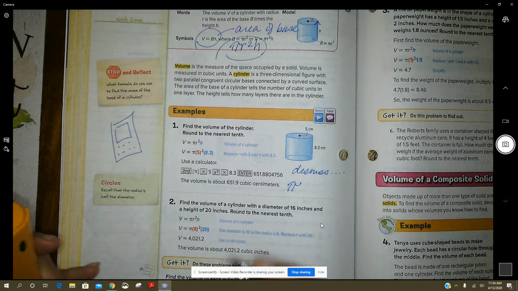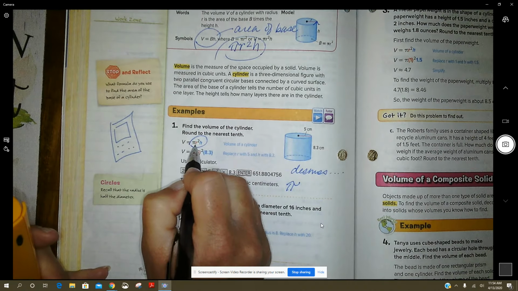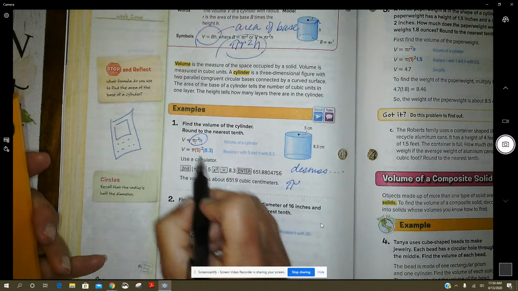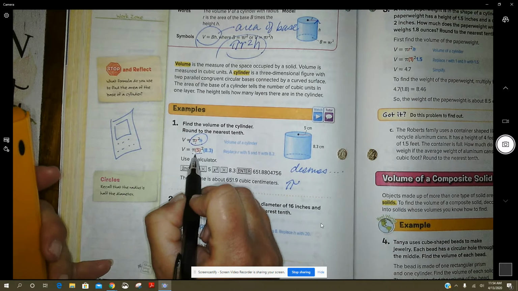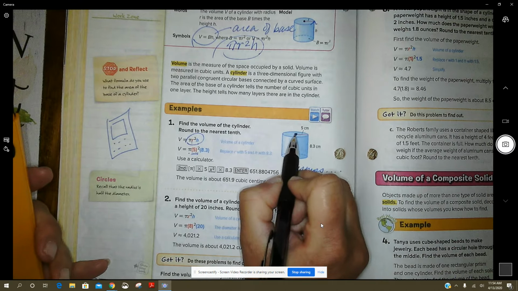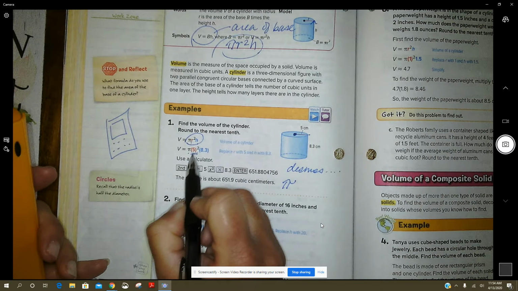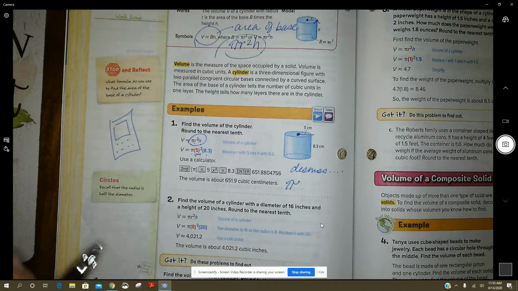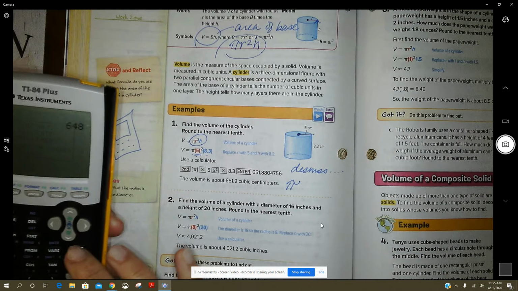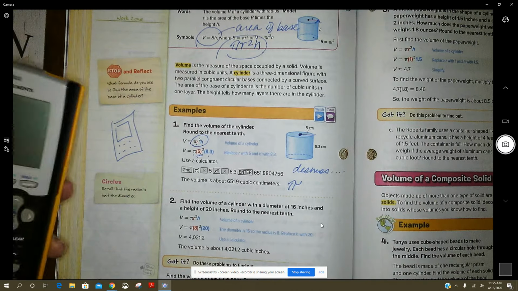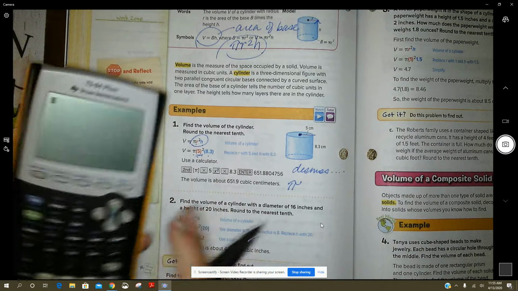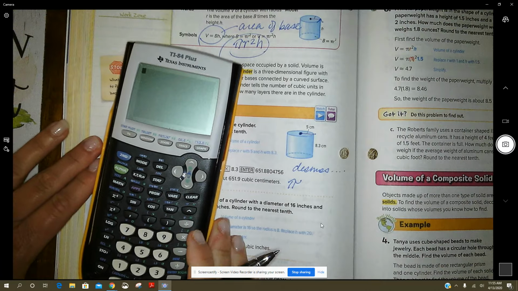So the volume formula, here it is, pi r squared h, right? So we're going to do pi times, remember r is the radius, which goes from the center out, so 5 squared, and then times 8.3. Now you're probably thinking, listen, Hunsicker, it says right there on the page what I'm going to type in. I don't see what the problem is. But let me show you what I'm talking about, okay?